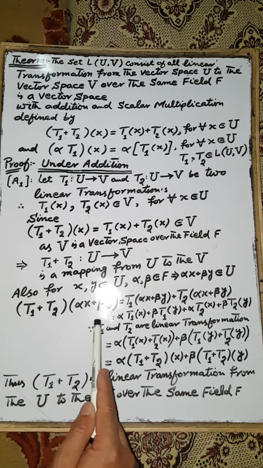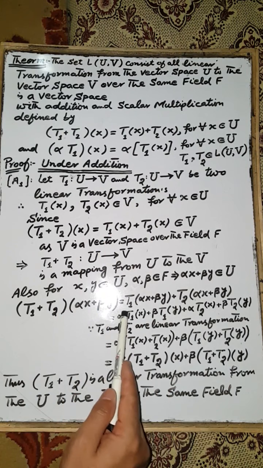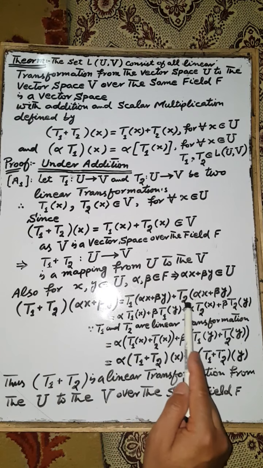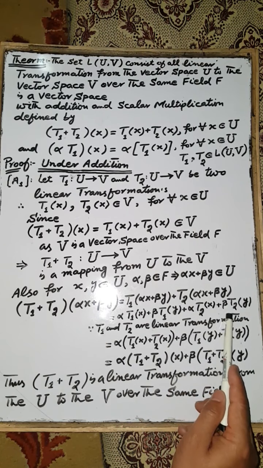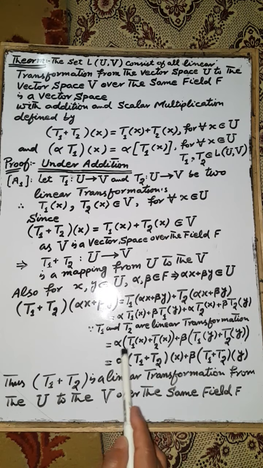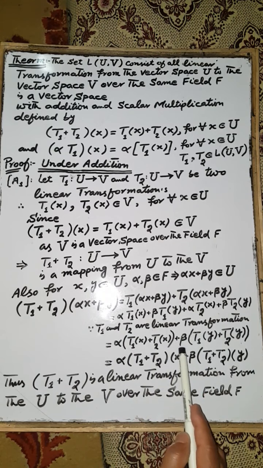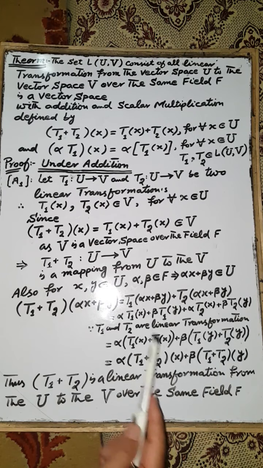This resultant element is a single element, and T1 and T2 are linear operators. Therefore, according to the definition of the linear operator, this result is equal to alpha T1x + beta T1y, and T2 is also a linear operator. Therefore, this is also equal to alpha T2x + beta T2y, and alpha is common in these terms, which gives alpha (T1x + T2x), and beta is common, which gives plus beta (T1y + T2y).